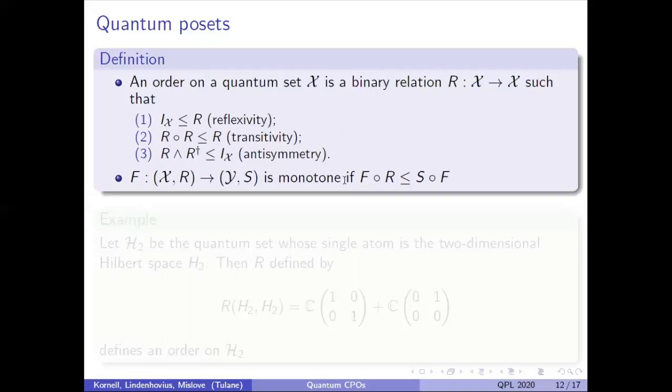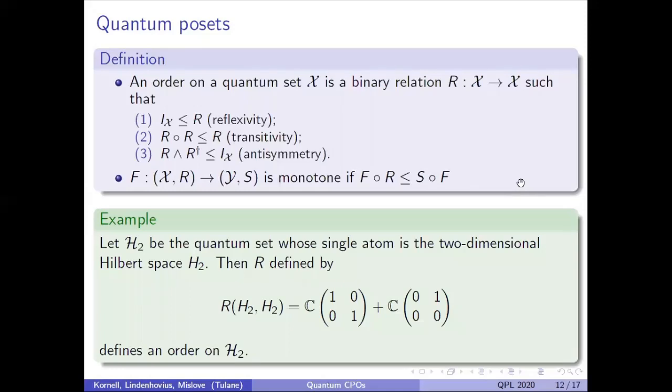And also we can express monotonicity of functions in terms of the order between relations, and this is exactly the same in the ordinary world. Now, as an example of a quantum poset, we take the quantum set which has only one atom, which is two-dimensional, and we call this quantum set H2. This is an important example because this quantum set represents a qubit. Now we can define a relation on H2 in the following way, and this is an example of an order on H2.